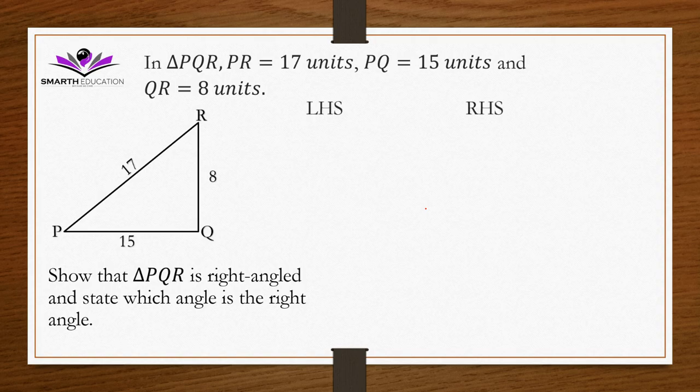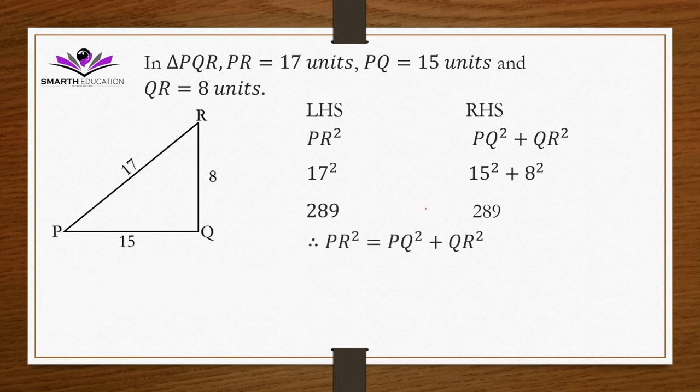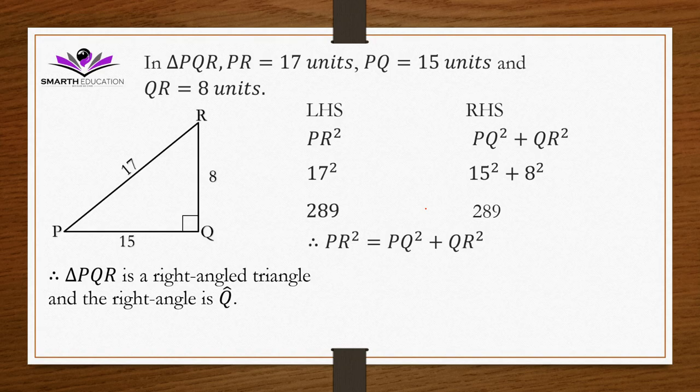Let's have on the left hand side 17 squared, and then on the right hand side we have 15 squared plus 8 squared. Okay, and then if we check here, 17 squared is equal to 289. Then 15 squared plus 8 squared is equal to 289, meaning that the square of the longest side is equal to the sum of the squares of the other two sides. So now this triangle, we can conclude and say triangle PQR is a right angled triangle.